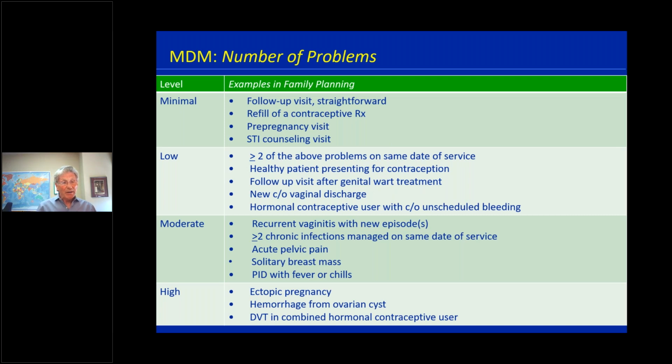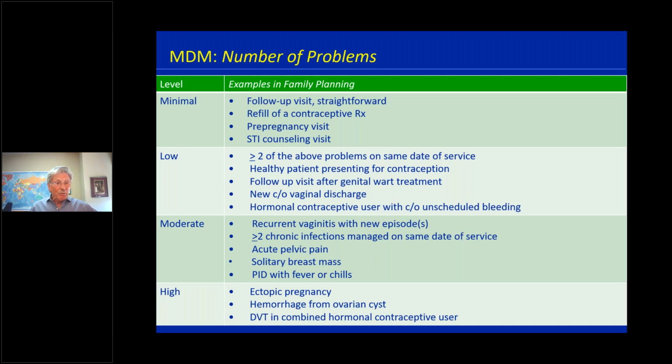Next is the moderate level for the number of problems, and that might be a person who comes in with a recurrent vaginitis who now has a new episode, or an acute pelvic pain you have to work up, or a new complaint of a breast mass, or a new complaint of pelvic pain that ultimately is diagnosed as being PID, or pelvic inflammatory disease.